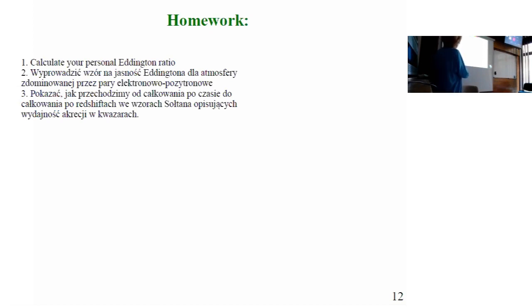And the third one was to show how we do, in this Soltan argument, this transition from the time integration to redshift integration. So you can try to look into the original paper of Andrzej, or if you don't understand, go and ask the author, right? So that's it for today. Thank you.